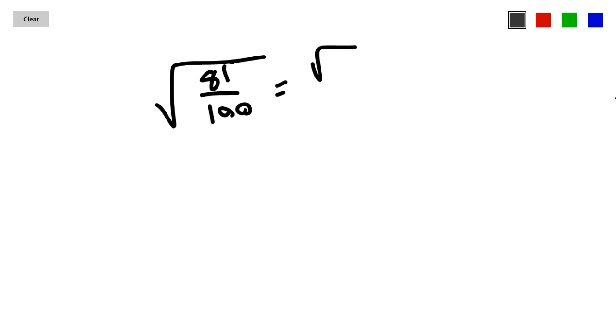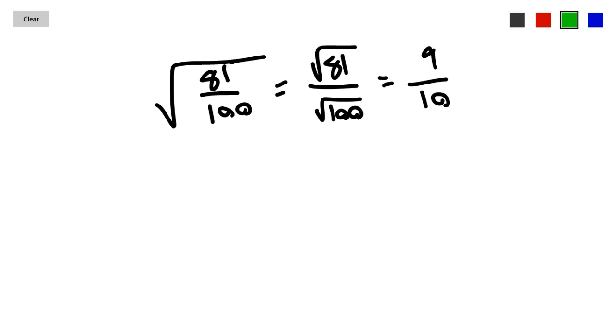Let's say that I had the square root of 81 divided by 100. So again, I can rewrite this in the following way. This is the same as me writing the square root of 81 divided by the square root of 100. The square root of 81 is just 9, and the square root of 100 is just 10. So this is my answer.